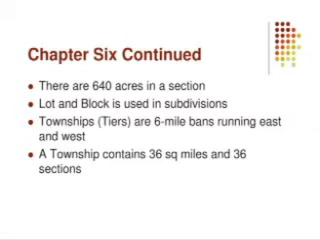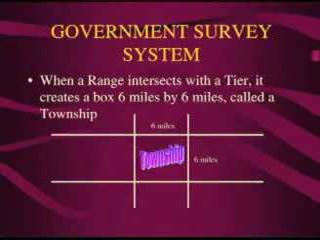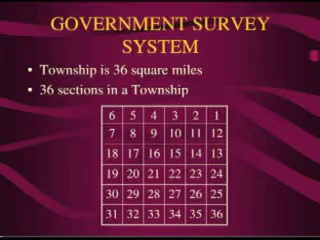There are 640 acres in a section. Townships, another word for which is a tier, are 6-mile bands running east and west from Tallahassee. When a range intersects with a tier, it creates a box 6 miles by 6 miles. This is known as a township. A township itself contains 36 square miles and 36 sections. And that's all for that review for Chapter 6.